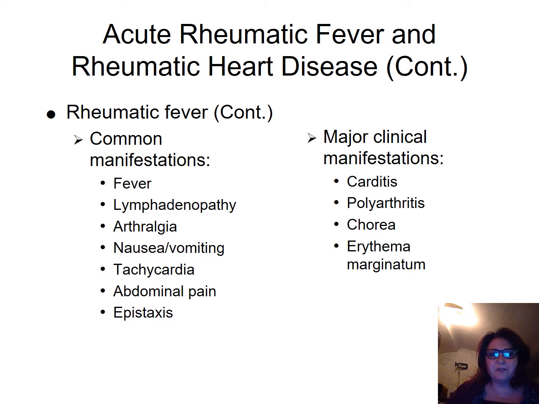And here are the common manifestations: fever, lymphadenopathy, arthralgia, nausea, vomiting, tachycardia, abdominal pain, and nosebleeds. Major clinical manifestations are carditis, polyarthritis, chorea, and erythema marginatum. Now, with kids like this, if they have a strep and they start complaining of joint pain, they're going to the ER because I'm concerned that this has gone on longer than it should have before it was diagnosed, and I want to get this rheumatic heart disease ruled out.